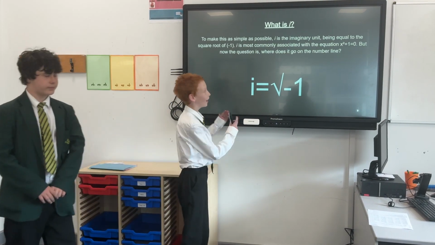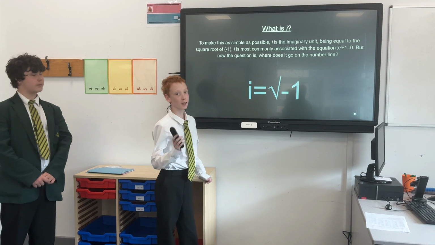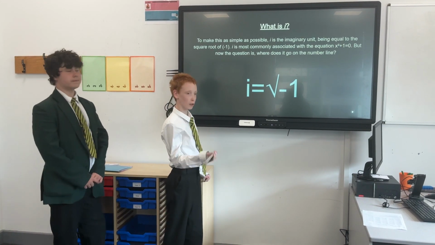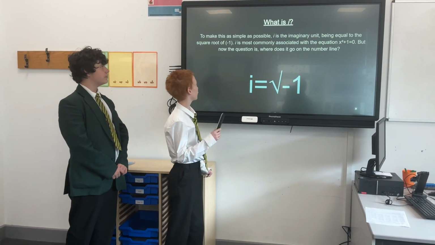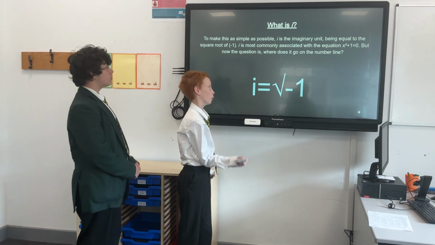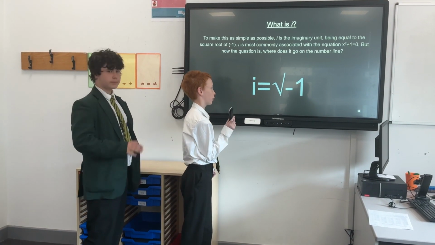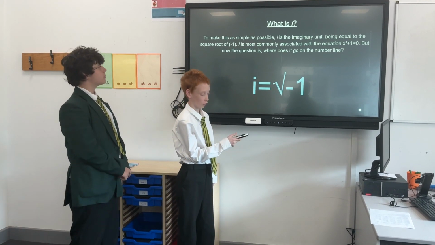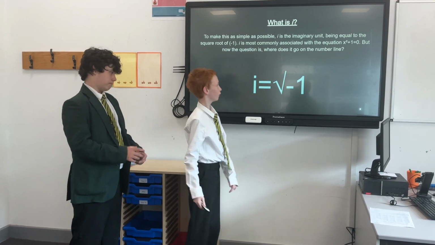What is i? To make this as simple as possible, i is the imaginary unit, being equal to the square root of -1. i is most commonly associated with the equation x squared plus 1 equals 0, but now the question is, where does it go on the number line?